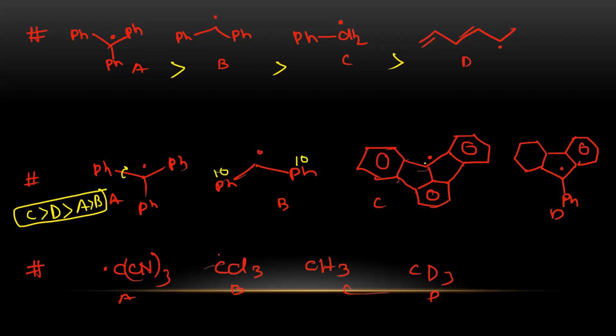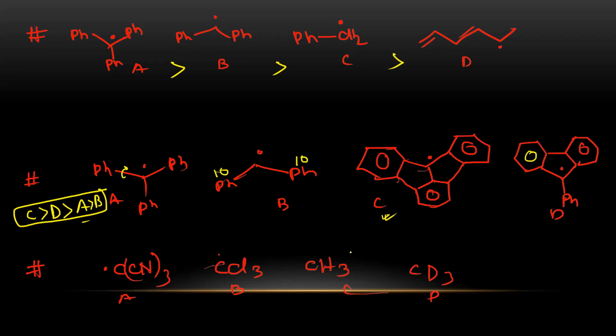So here the locking system occurs. So for locking, C will be more stable. Here three phenyl are locked. Here, actually one phenyl is not locked, another two phenyl are locked. So C is greater than D. Then among A and B, A is greater than B, I have explained that.